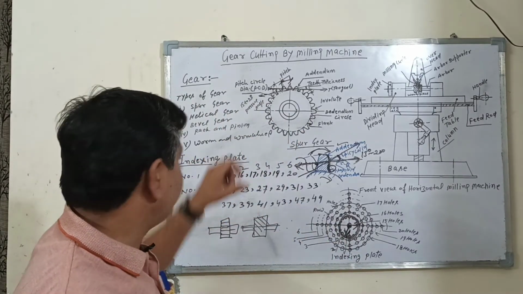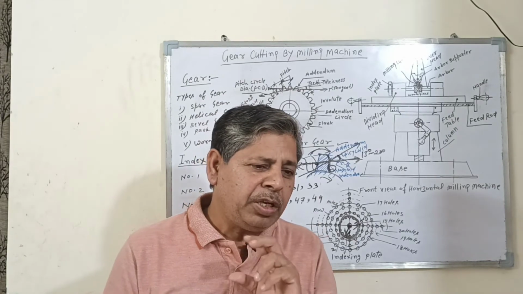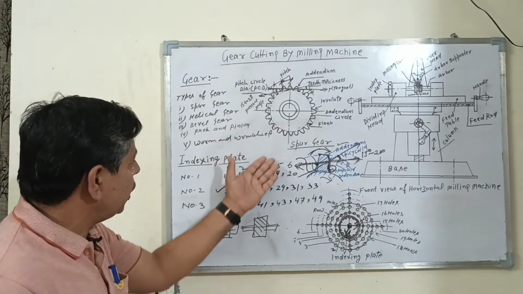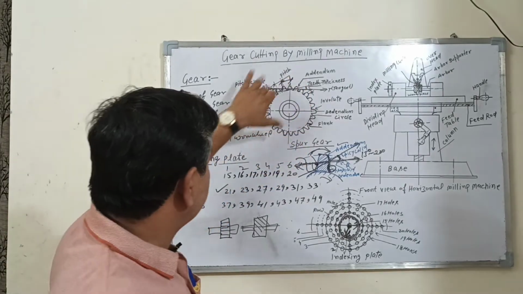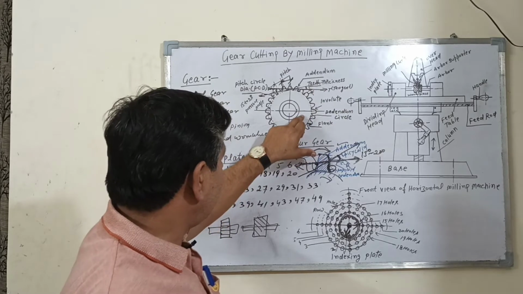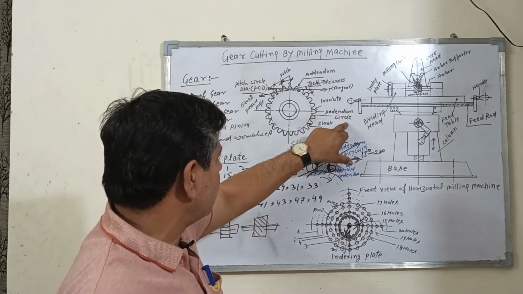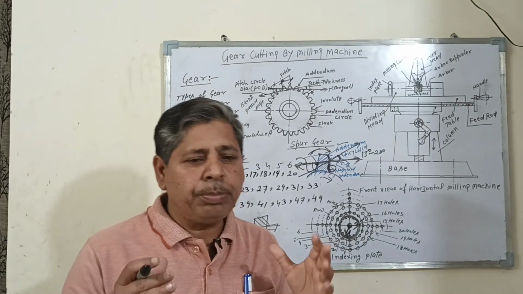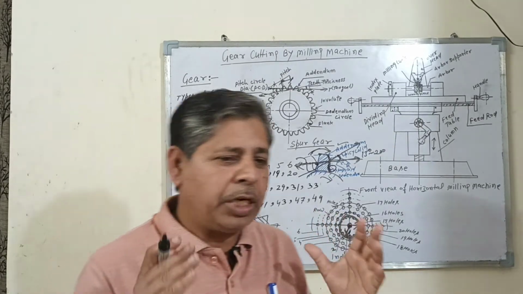This is worm and worm wheel. The worm and worm wheel reduce the motion. This is a spur gear. The outer portion of the gear is called the addendum. The internal portion is called the dedendum circle. And this is the pitch. Pitch means the distance between two teeth.